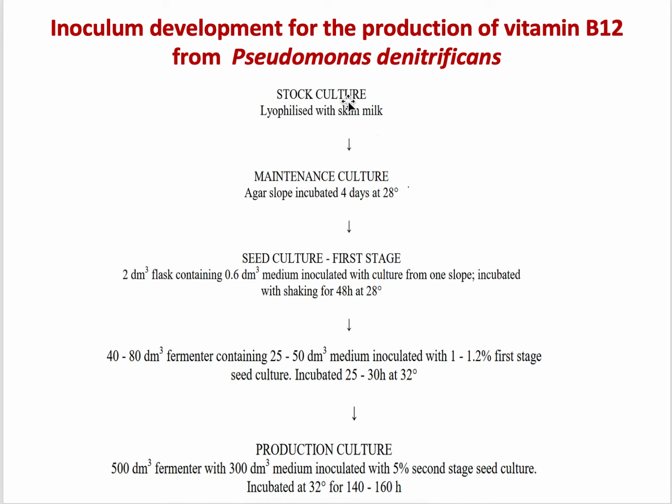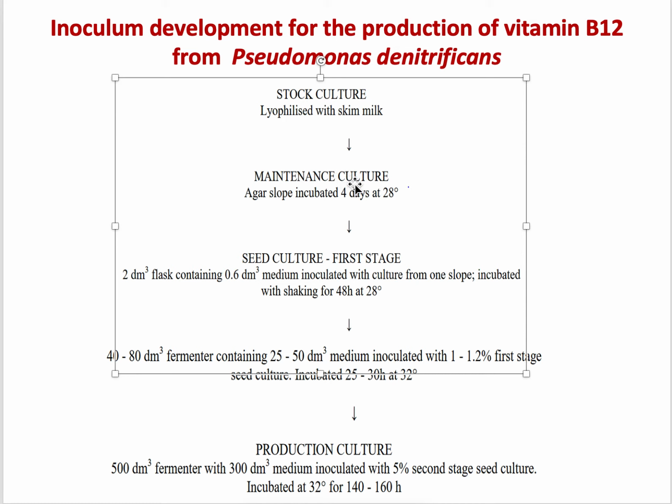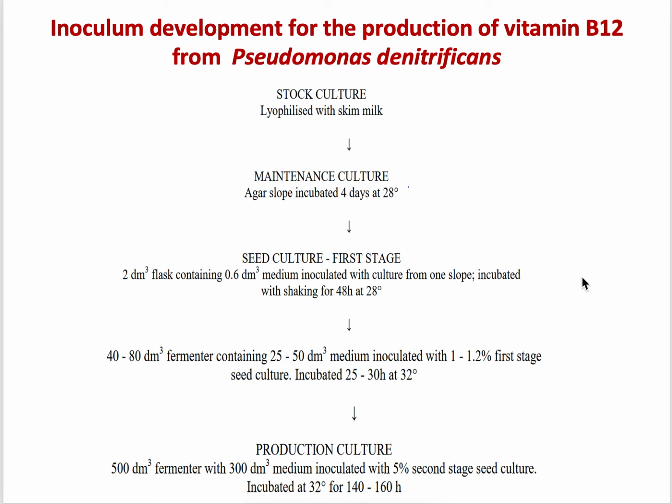We have to transfer the stock culture into the maintenance culture, and the maintenance culture is an agar slope, which we incubate at 28 degrees Celsius for 4 days. Then once the maintenance is done, we have to transfer them into the seed culture. The seed culture for inoculum development of Pseudomonas denitrificans has two stages.